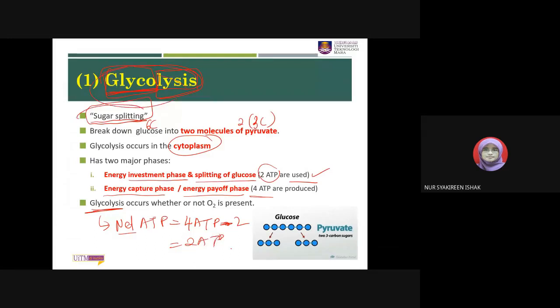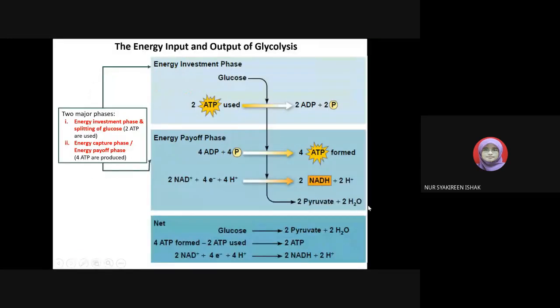So this glucose ni dia nak menggambarkan apa? Glucose is a 6 carbon sugar, pyruvate is a 3 carbon sugar. So this is the energy input and output of glycolysis. Glycolysis ni dia ada 10 reactions. Energy investment phase daripada reaction yang pertama sampai reaction yang kelima. Energy payoff phase, reaction yang ke-6 sampai reaction yang ke-10.